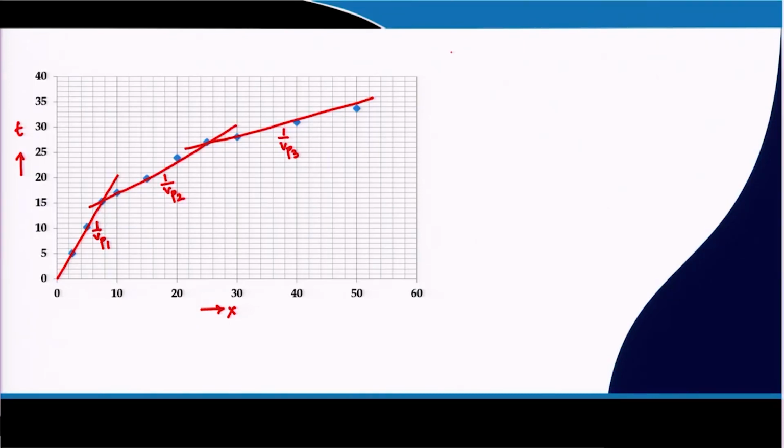So, from here I can write that Vp1 is coming out to be 500 meter per second, Vp2 is coming out to be 1429 meter per second, and Vp3 is 3663 meter per second. Now, if I extend this line, and this one also, I will get this value.